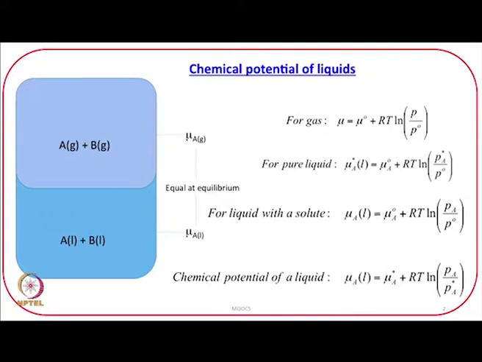It was experimentally observed by Raoult that when you plot Pa, that is the vapor pressure of A when it is in a solution, in a mixture, against its mole fraction for closely related liquids, closely related meaning liquids like benzene and toluene, the slope is a constant and it varies linearly.